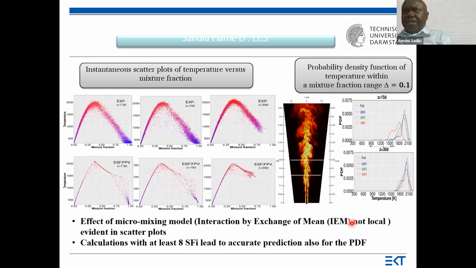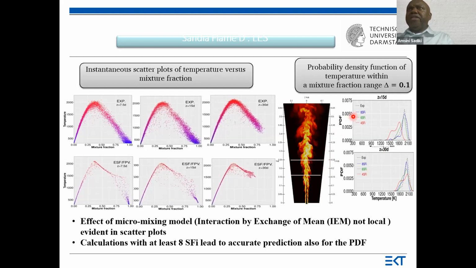And for these two, we see here also the evolution of the PDF. We get the PDF here for different stochastic fields, and for these different positions, 15D and 30D.